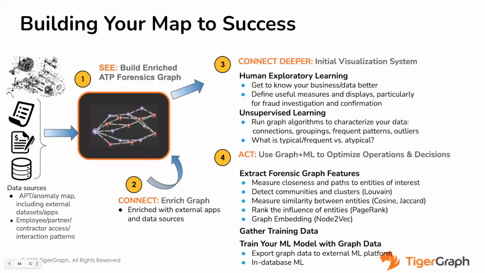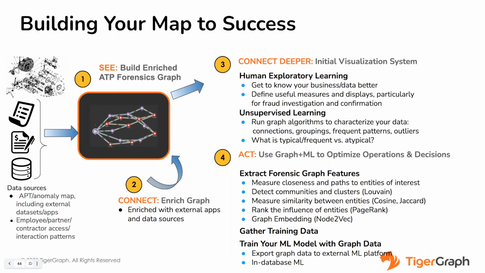So let's talk about what a map to success looks like. What Graham just described sounds very, very cool, but how do we make it happen? First, we have to see: we have to build the enriched advanced persistent threat forensics graph. We need to connect that with external data sources, build an advanced persistent threat anomaly map, which likely includes external data sets and apps. We also need to understand the various employee, partner, contractor, and other machine access and interaction patterns. And then we connect deeper by doing human exploratory learning and unsupervised learning. And Graham's tool set is perfect for that.